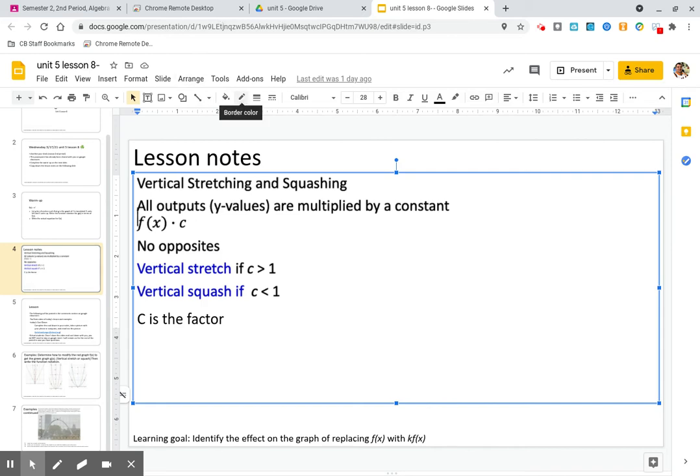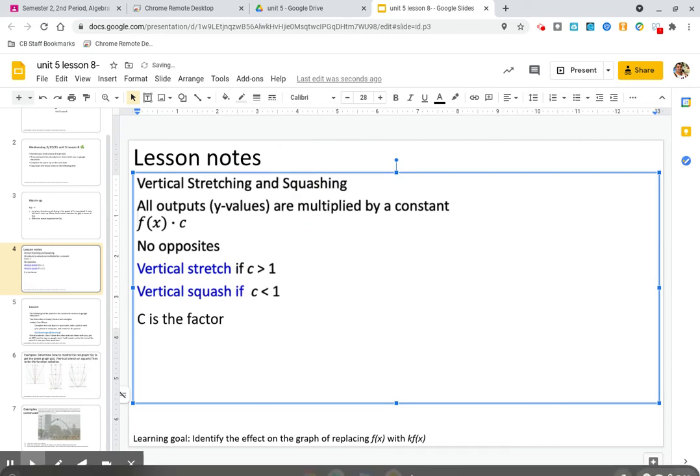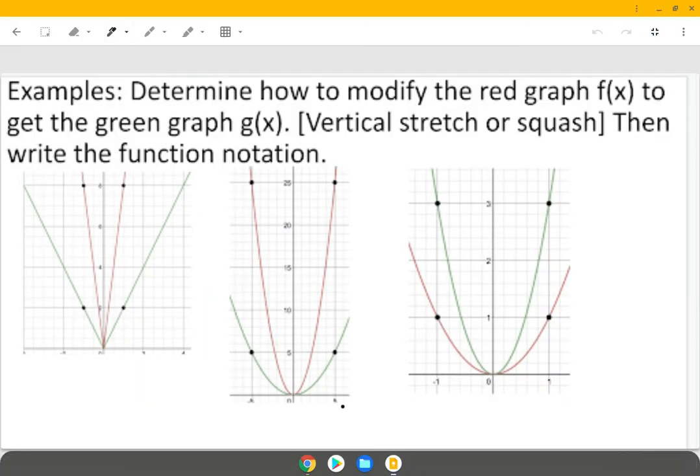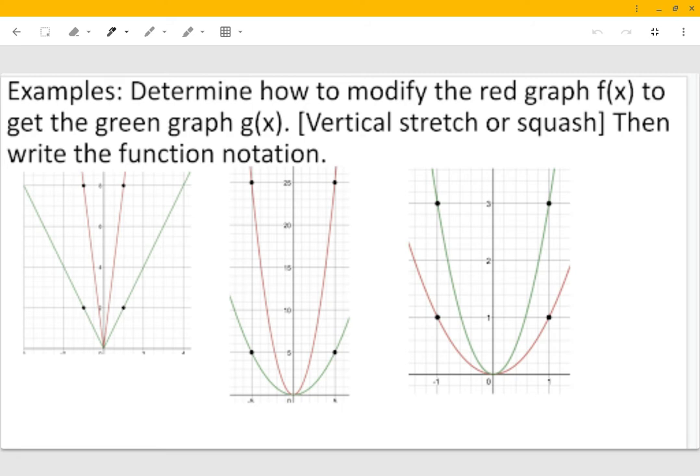And there's no opposites. If the number you're multiplying by is greater than 1, that means you're making it bigger. We consider that a vertical stretch. If the number that you're multiplying by is less than 1, think about it, that would be a decimal. That means you're making it smaller. So that would be a vertical squash. And that number C is known as the factor. So with that in mind, let's go ahead and take a look at the first part of the examples here.